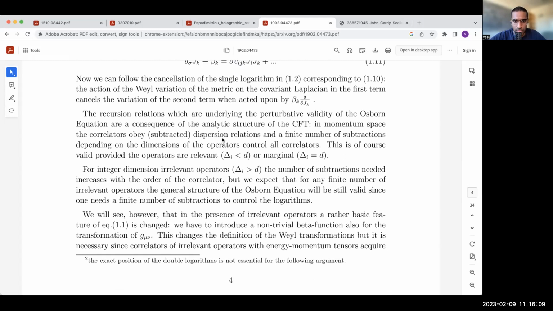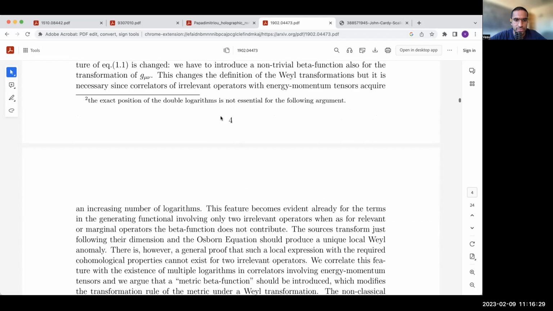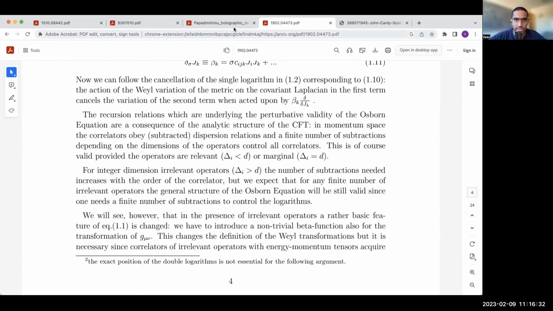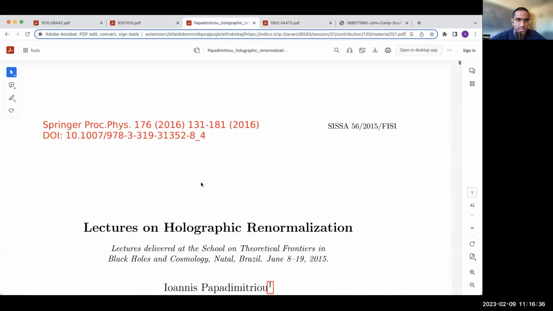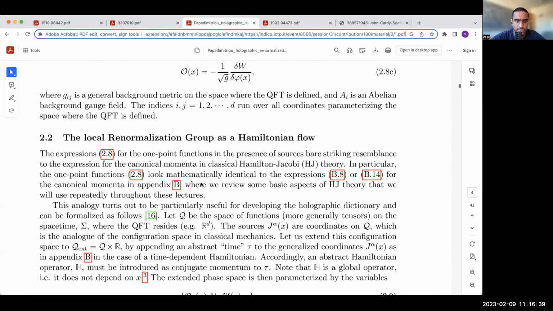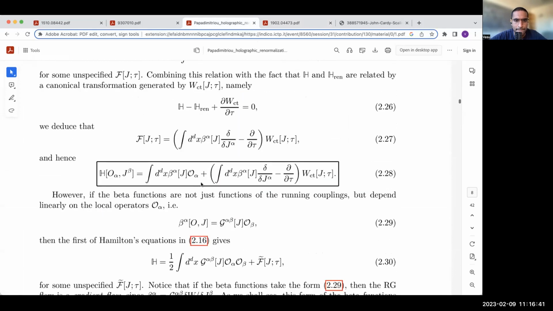And then what they comment on is that when you have irrelevant operators, the number of subtractions increases with the order. But at any finite order in irrelevant operators, the general structure of the Osborn equation will still be valid, because at any finite order you just need a finite number of subtractions to control the logarithms. But before going any further, let's look at why they are even talking about logarithms here. And here's a nice section of Ioannis Papadimitriou's lectures on holographic renormalization that goes over it relatively quickly.